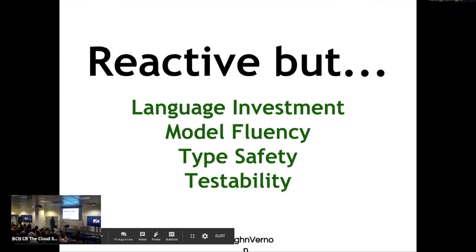So, reactive, but what about the language investment that we've made? There are reactive software development tools and languages that have been available for quite a while, like Erlang, right? Is anyone here using Erlang? And I don't mean have used Erlang or played around with Erlang. Are you shipping code in Erlang? Okay. So, why not the rest of you?